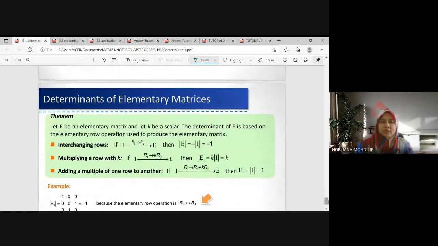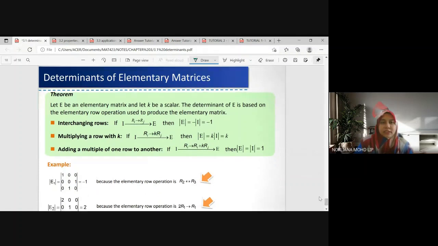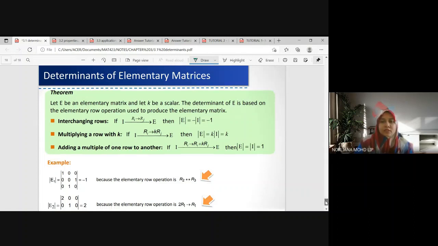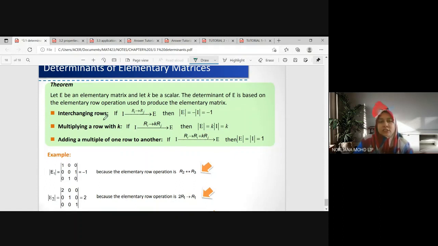Okay. Next theorem, determinant of elementary matrix. Let E be elementary matrix and let K be scalar. Determinant of elementary matrix is based on the elementary row operation to produce the elementary matrix. If you involve interchanging the row, we use negative of identity lah. So it is equal to negative 1.